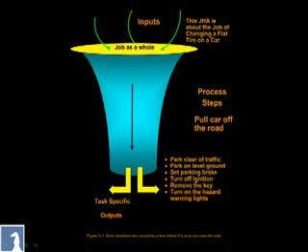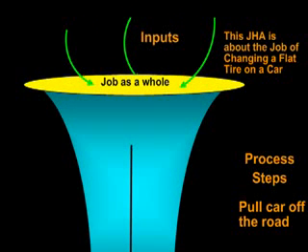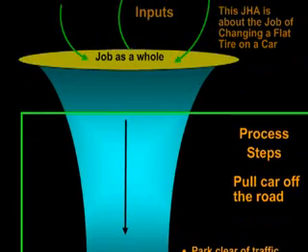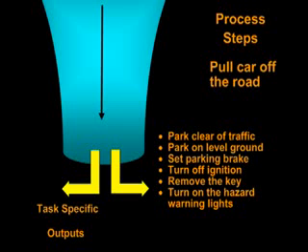A second way of looking at the funnel is that the job as a whole has a number of inputs required. In this case, we're talking about changing a flat tire on a car. There are a number of steps to accomplish that, the first of which is to pull the car off the road. And under pulling the car off the road, there would be task-specific items required, such as parking clear of traffic, parking on level ground, setting the parking brake, etc.